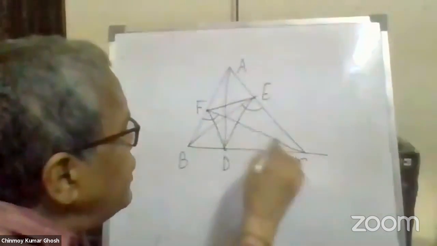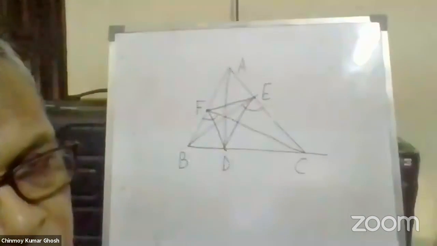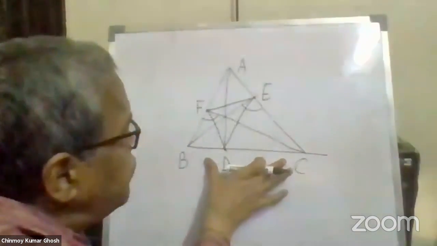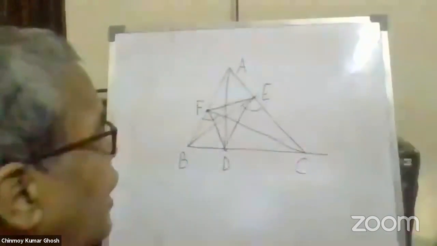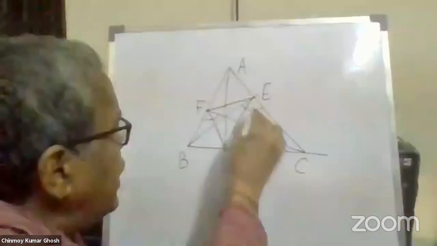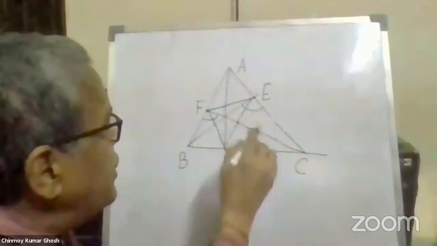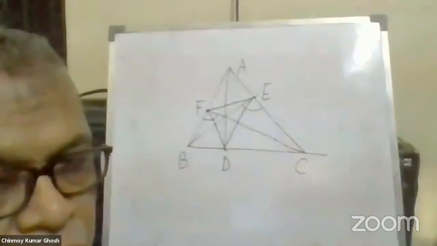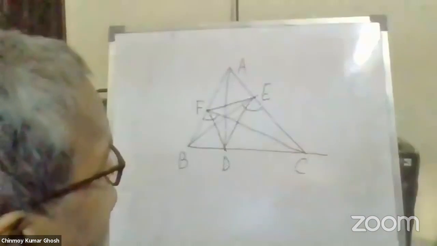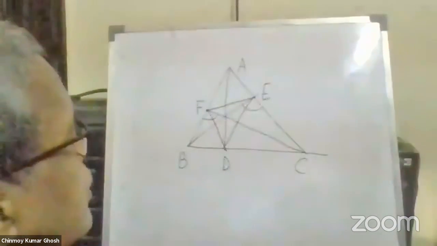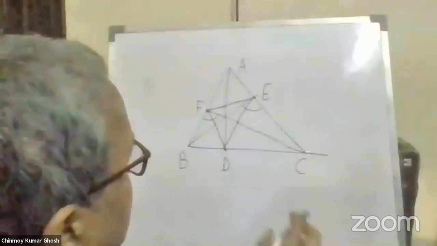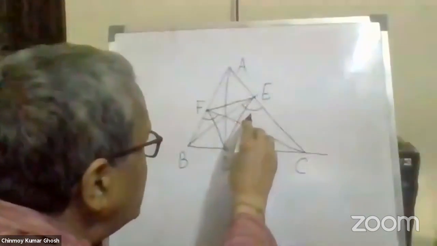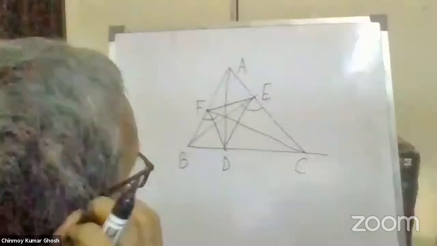BFC and BEC can be considered as two angles at the circumference subtended by the chord BC of a circle. So this is a cyclic quadrilateral, BFEC. This is 90 degrees, this is 90 degrees, and this is subtended by BC. So BFEC is a cyclic quadrilateral. Same holds good for BDEF.